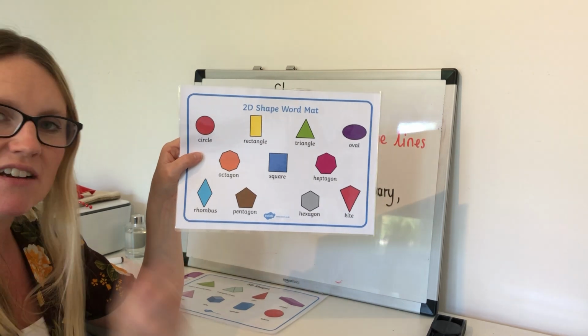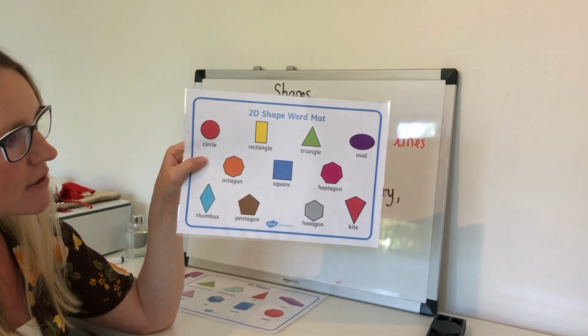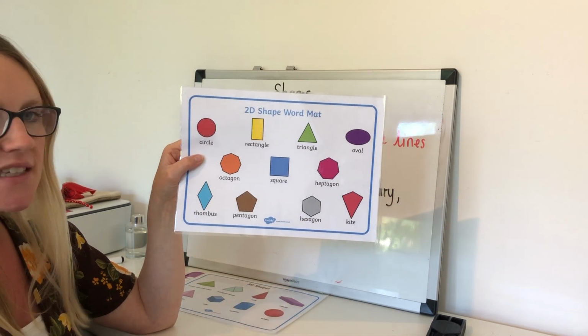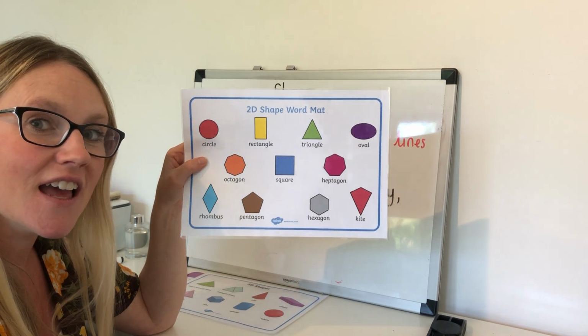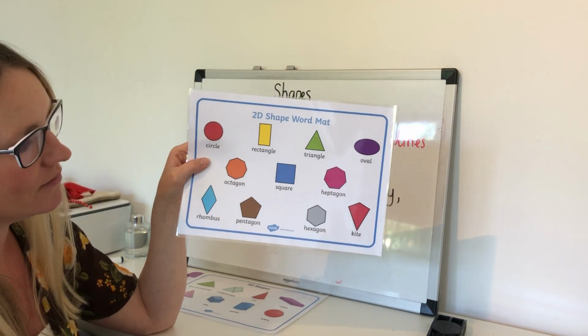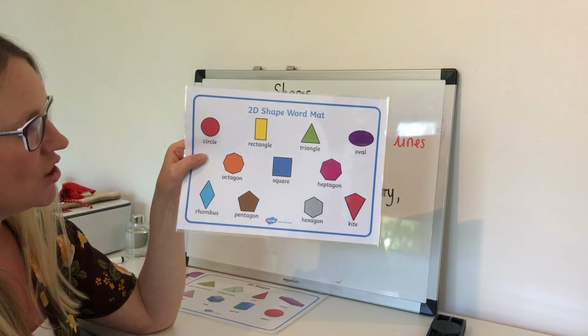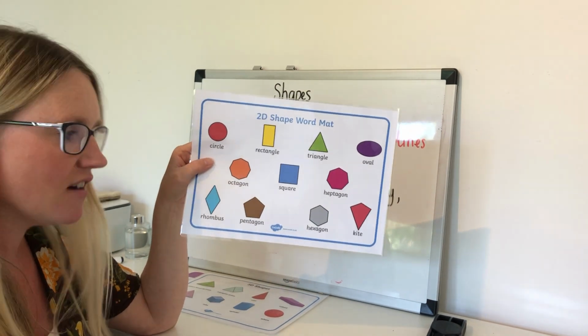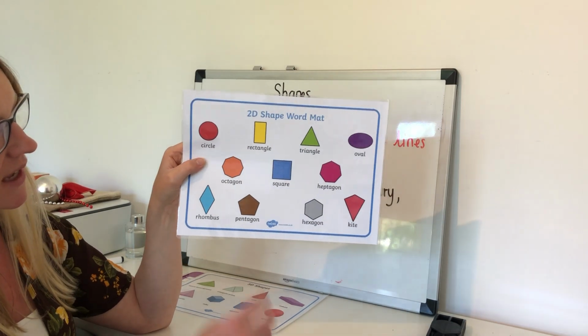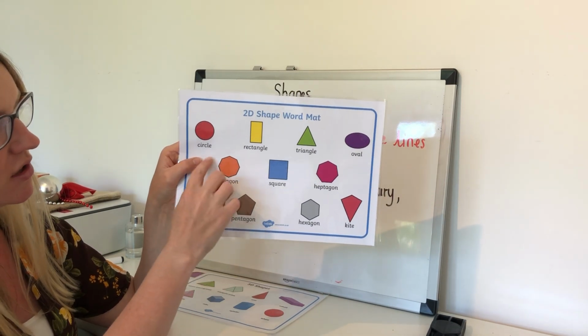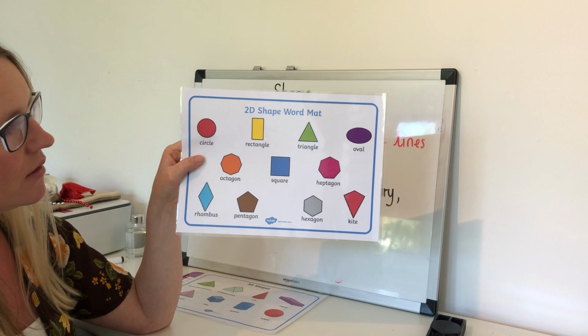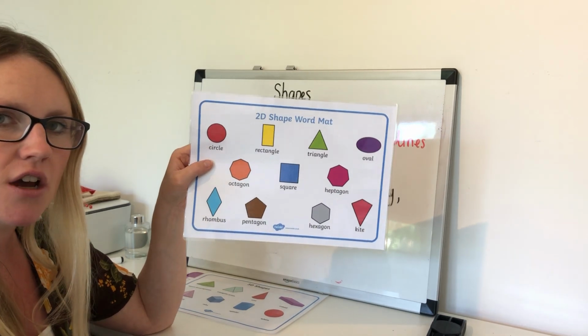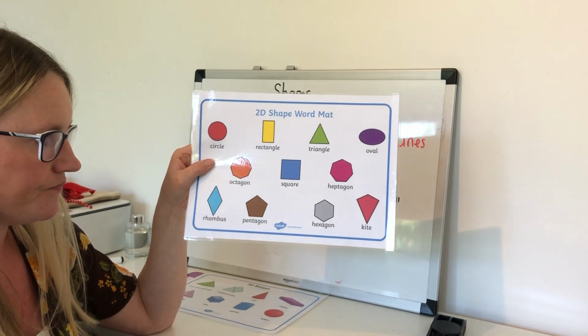Or you could design a house, and your house could have hexagonal windows. Or you could design some trees in a garden, and your trees might have the shape of an octagon at the top. So have a go at designing your own shape pictures.